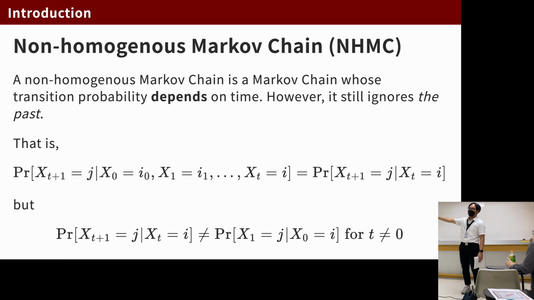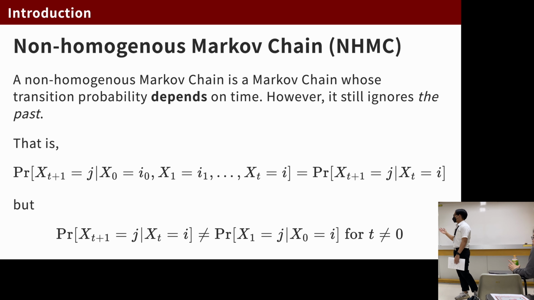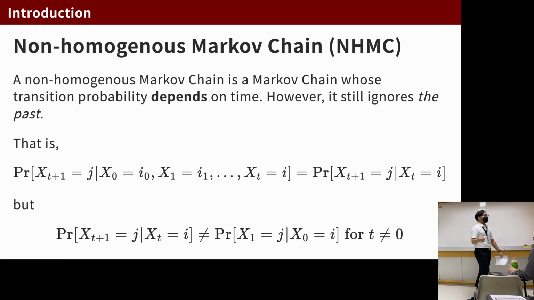And the top one means that you can completely ignore everything before the current state, and then the probability would still be the same. Also, I would like to note that the model shown here, the one that I used, is discrete time.